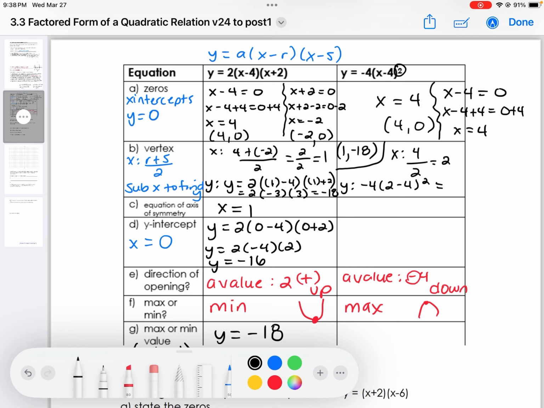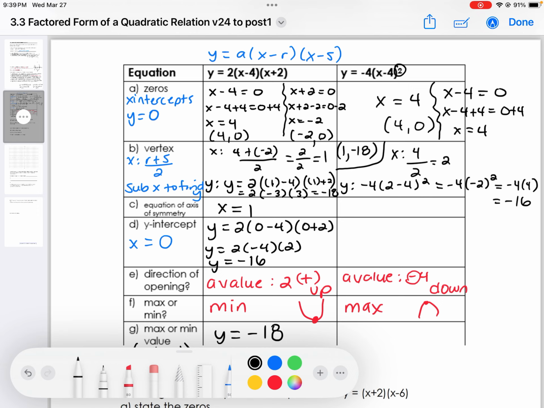But you do have to remember that that is squared. So you have to follow BEDMAS. We're going to do the brackets first. Then we're going to do the exponent. So that's going to be -4 times 4, +4. So -2 squared is +4. And that gives us -16.